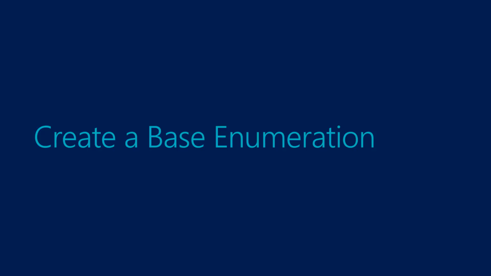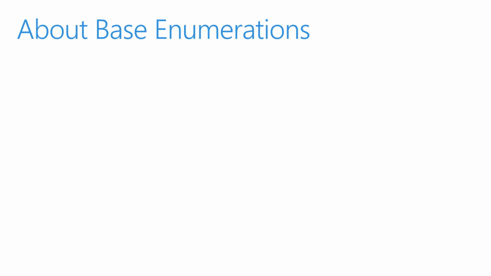Now let's take a look at the process for creating new base enumerations. We will get started with a few examples and then we'll switch over to Visual Studio. The X++ language has an enumerable type, or enum, which is a list of literals. You will need to create an enum in Visual Studio before you can use it.